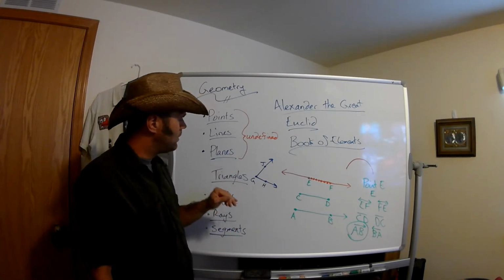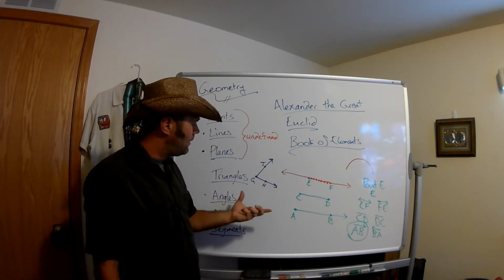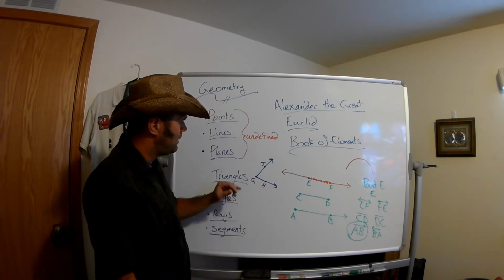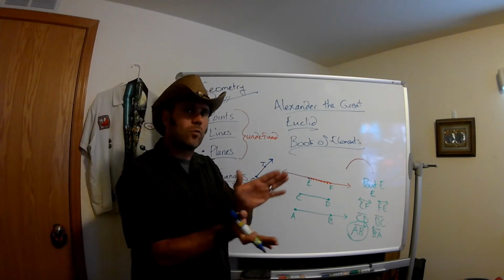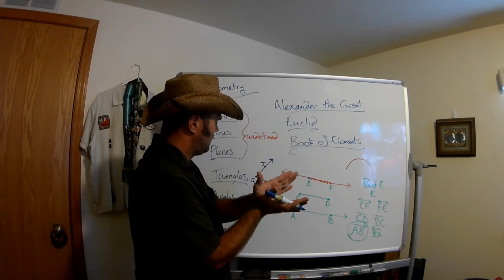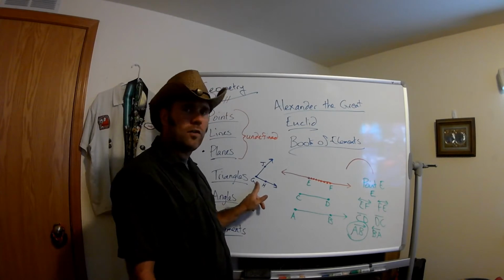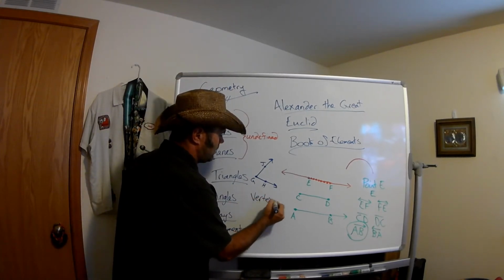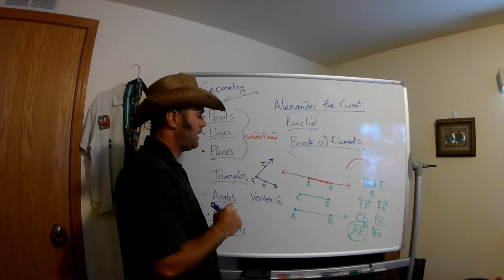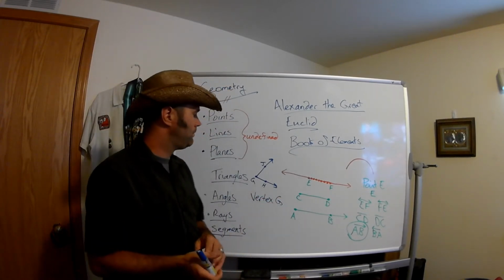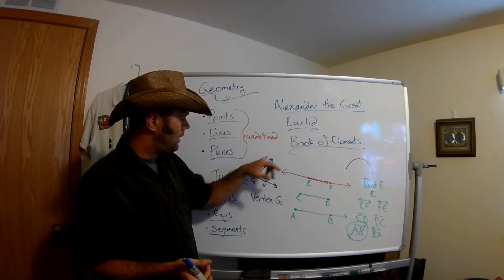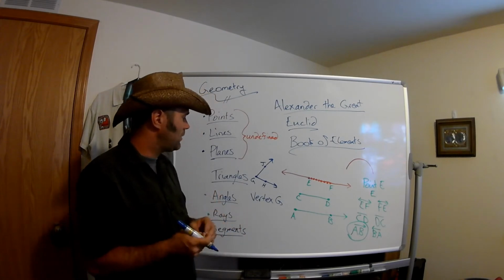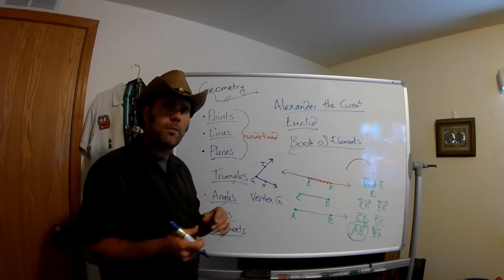And from here we can see that they form a vertex. G is the vertex. It's where the two rays meet. The two rays meet at what's called the vertex. So the vertex is G. And it forms an angle. This is an angle here. We don't know what that angle is. It could be 50 degrees, 70 degrees, somewhere in there probably.